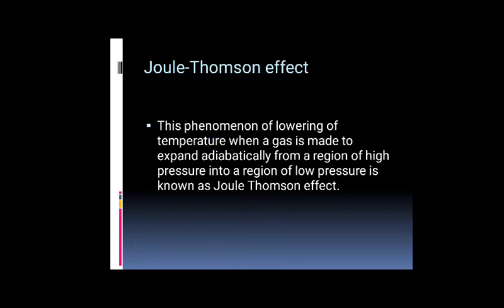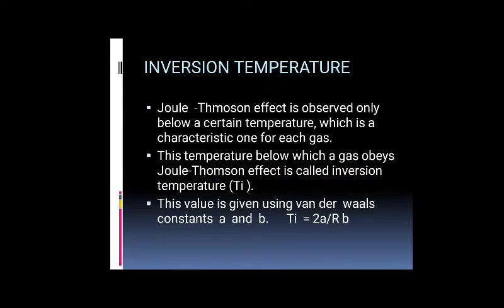It happens from a region of higher pressure into a region of lower pressure, and this is known as the Joule-Thomson effect, which is an important 2 or 3 mark question. Right? So what is the Joule-Thomson effect? This is a phenomenon of lowering of temperature when a gas is made to expand adiabatically from a region of high pressure into a region of low pressure. Right? Next one, the inversion temperature.